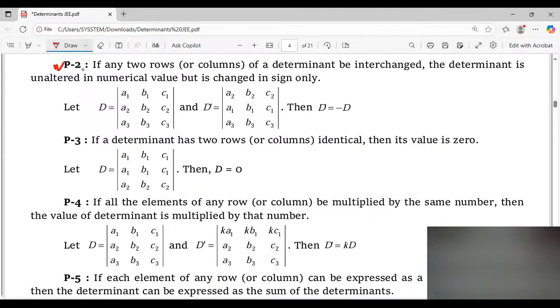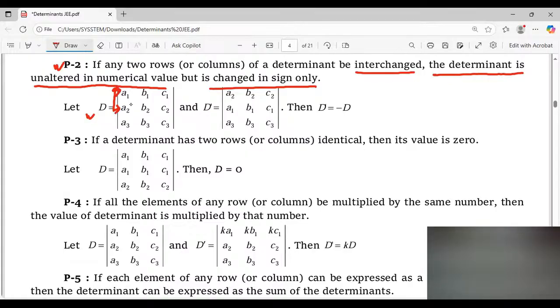Second property: if two rows or columns of a determinant are interchanged, the determinant is unaltered in numerical value but changes in sign only. So let's see here. This is the determinant A1, B1, C1, A2, B2, C2, A3, B3, C3. We interchange the first and second row.